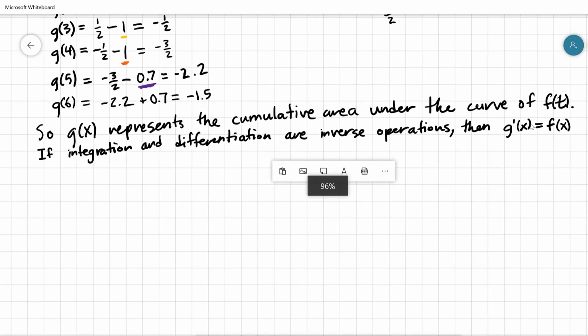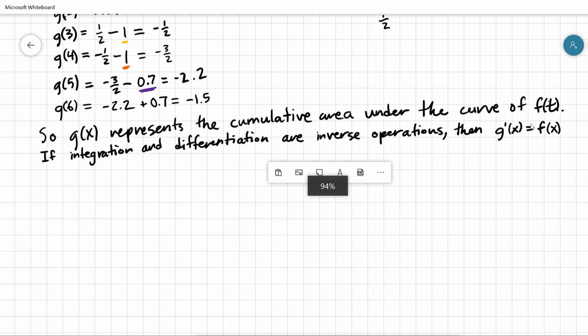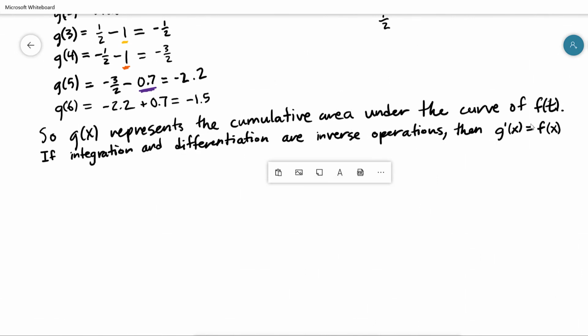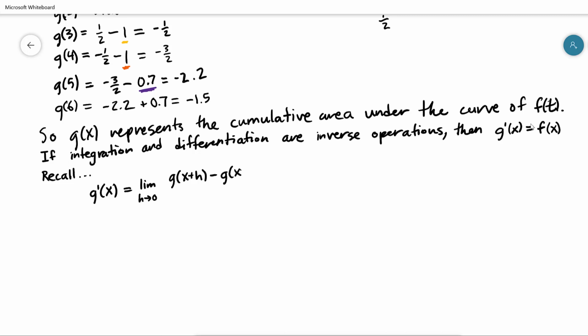Let me zoom out just a bit, give us a little bit more room. Okay, so let's actually compute this derivative. I'm going to do it with our limit definition here, just to think about what goes into it. So g prime of x is going to be equal to the limit as h goes to 0 of g of x plus h minus g of x, whole thing over h. That's our limit definition of a derivative from earlier this semester.